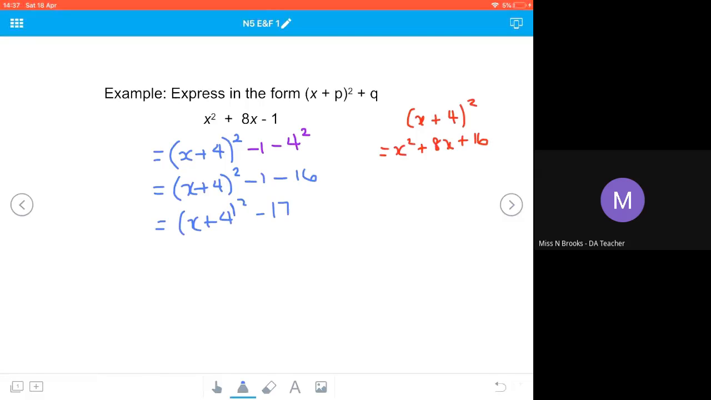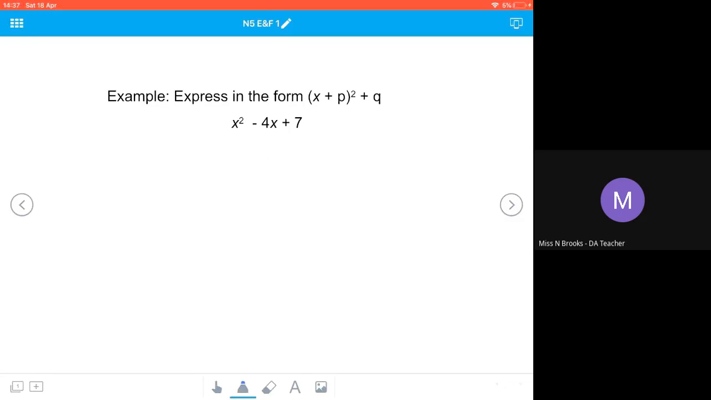Now this skill is really important when we come to do our parabolas, because it will help us determine what our line of symmetry is and what our turning point is. So let's have a look at another example. This time we've got x squared minus 4x plus 7. So again, we want to half the coefficient of the x term to give us our value for p. So half of negative 4 gives us negative 2. So our bracket is going to be x minus 2 all squared.